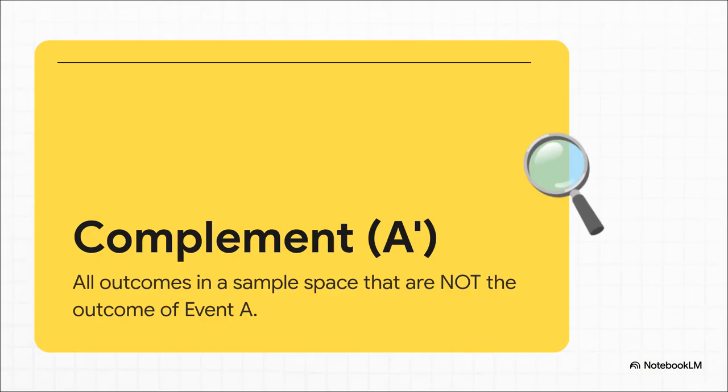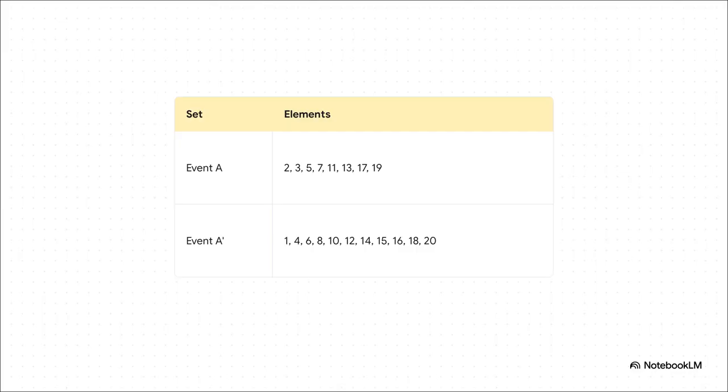All right, Section 4, Complement of an Event, the flip side. So the crucial point here is that a complement, which we write mathematically as A prime using a little apostrophe, is simply everything in our universal sample space that is not our target event. Think of it this way. If event A is what we want, A prime is literally everything else. It's the leftovers.